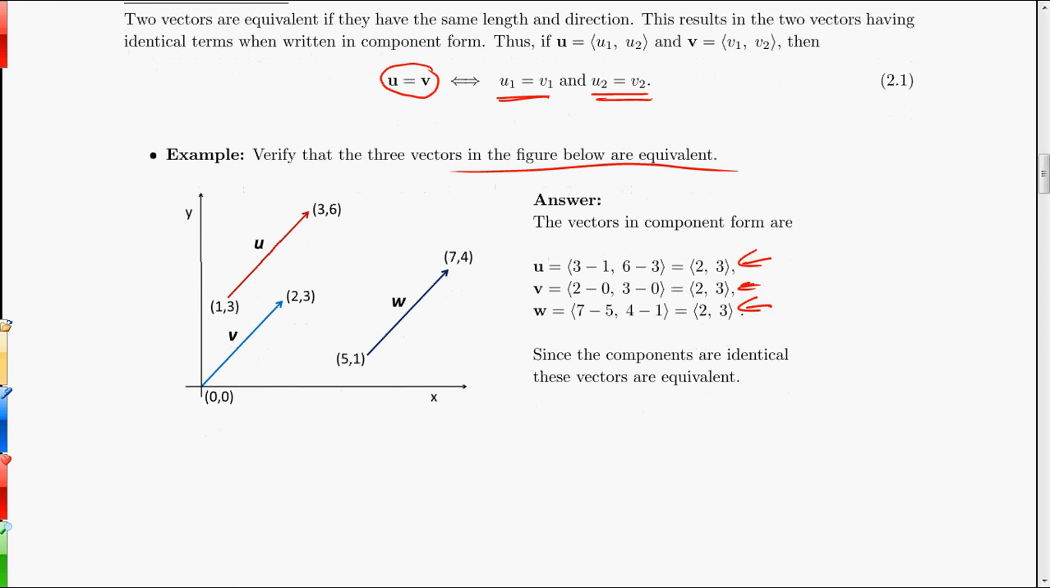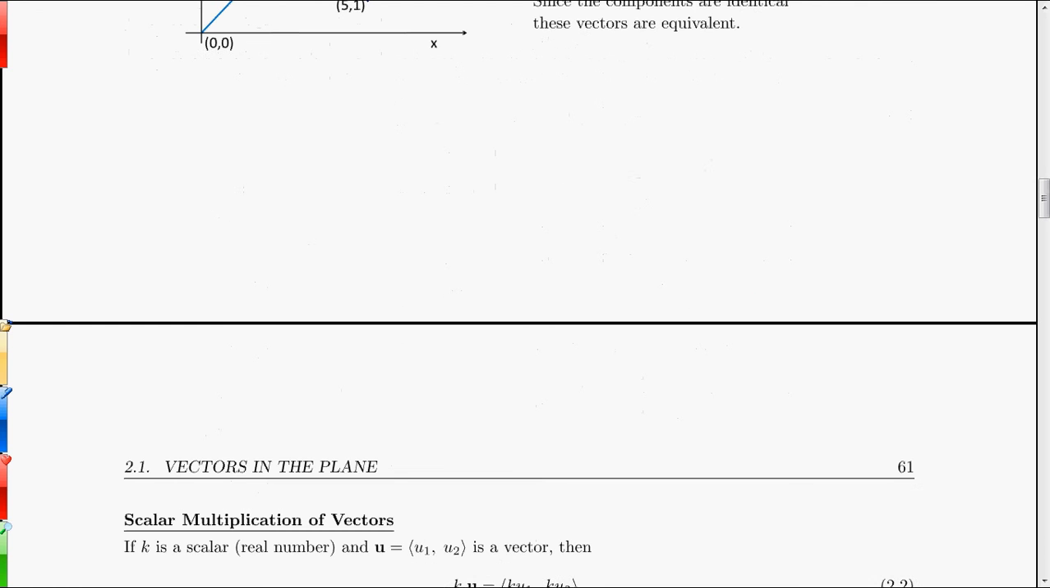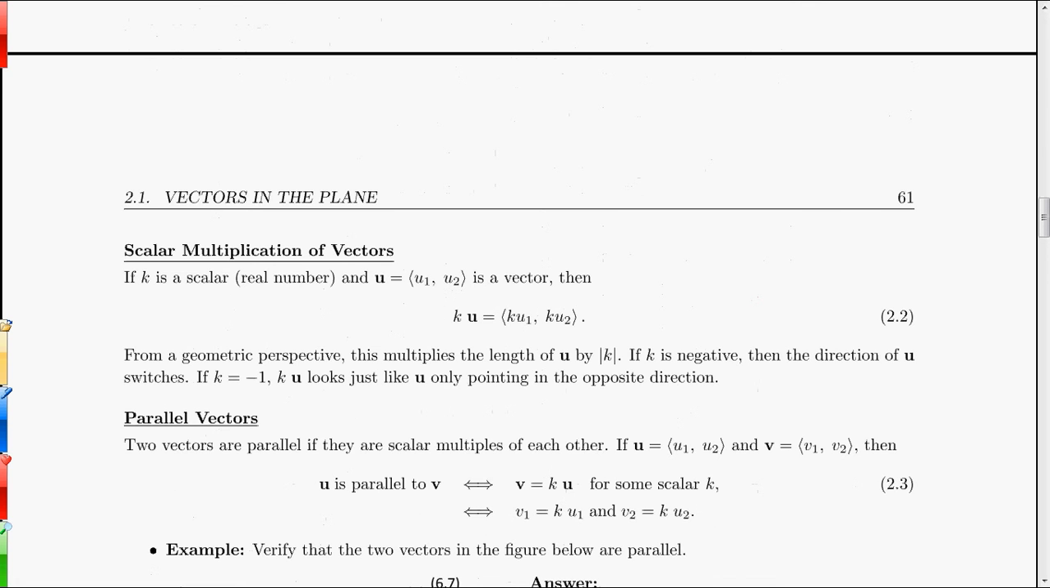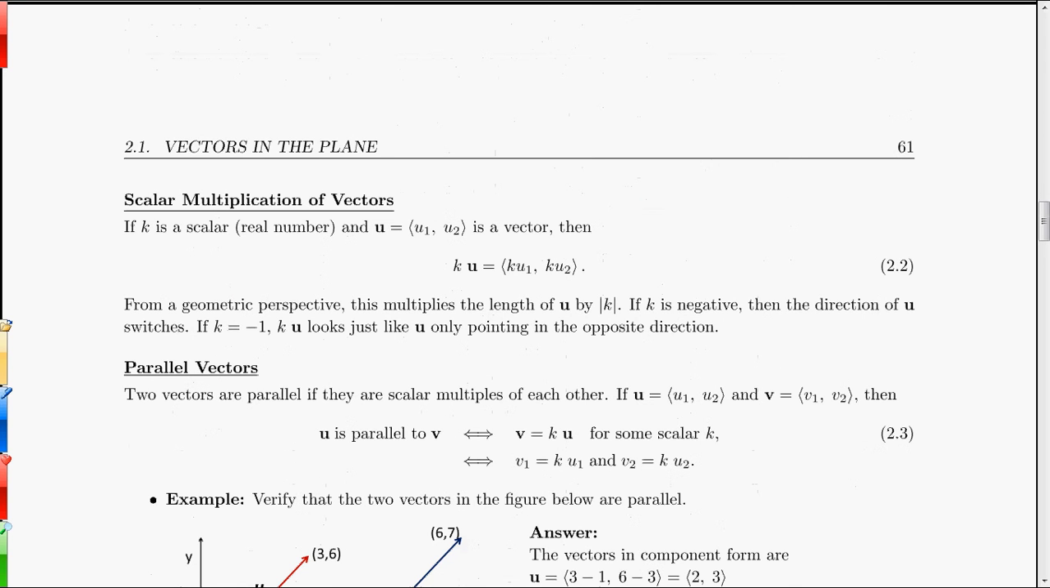Okay. So moving on. There's a few things I can do to vectors, some properties and operations. The first one is going to be scalar multiplication. And the way to think about that is if you have any vector like this, if you multiply it by 2, it gets twice as long. If you multiply it by 1/2, it's half as long.